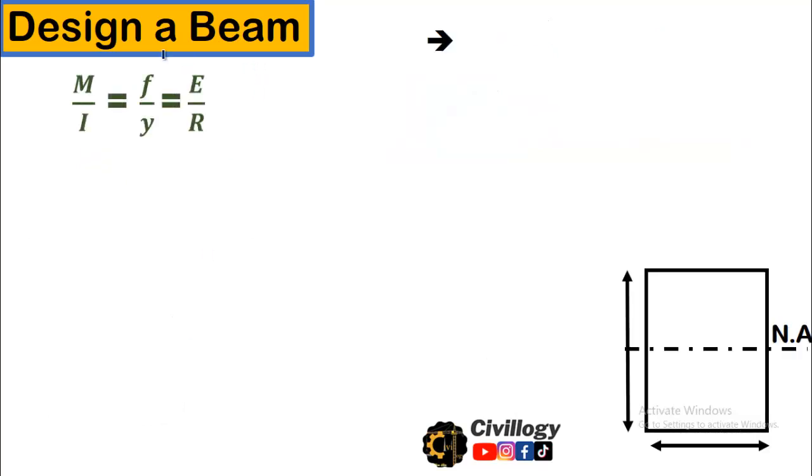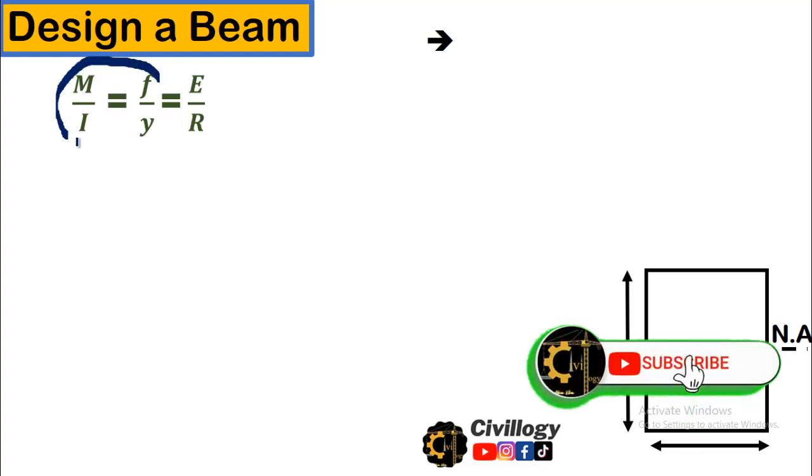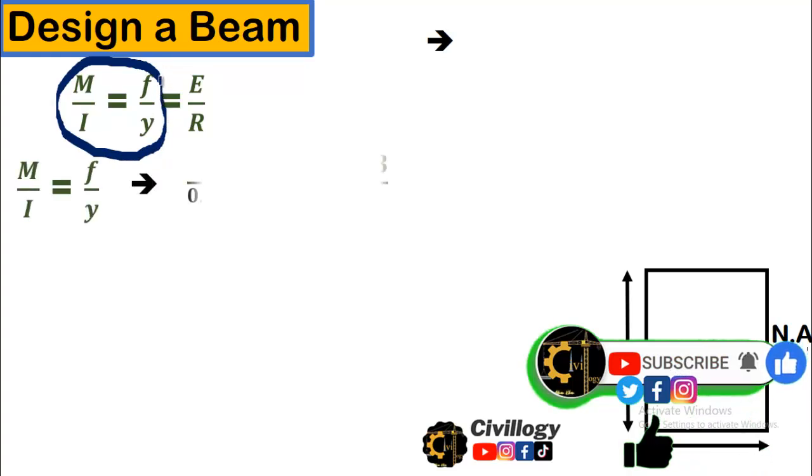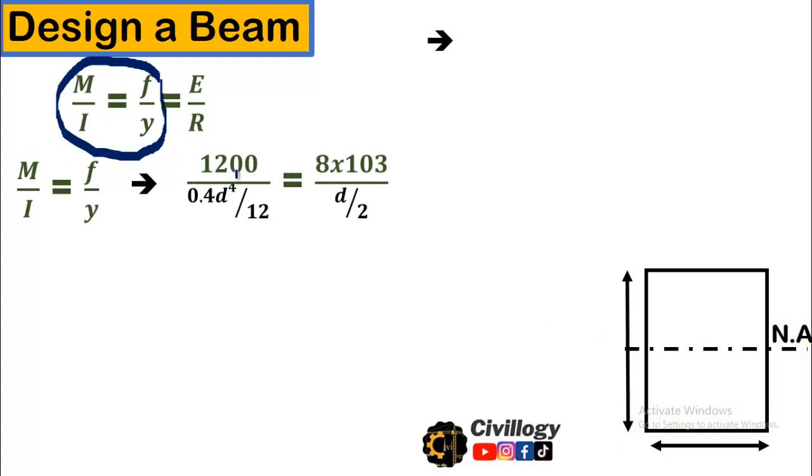Now as we are using this equation, in this question we are going to use the first two pairs for determining depth and breadth of the beam. By putting values, as we have calculated the maximum moment, which is 1200, I is equal to 0.4 d power 4 divided by 12, and it is equal to F. The stress in the beam is given in the question, and it will be equal to 8 multiplied by 10 raised to the power 3. Sorry, this 3 is in power of 10, and y is equal to half of the depth of the beam.